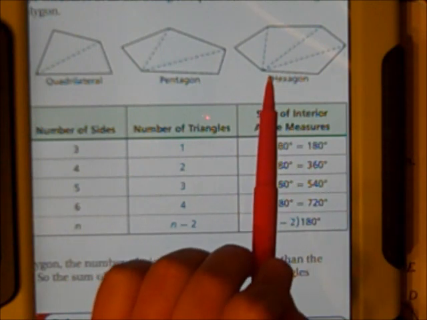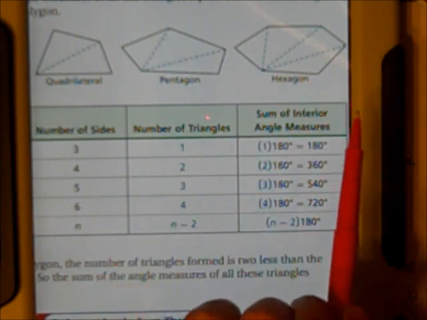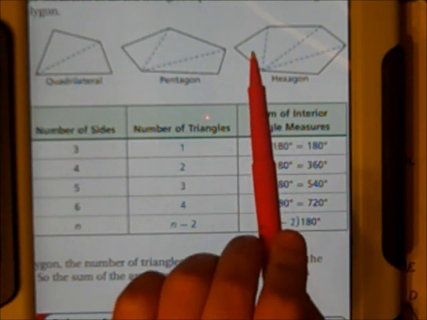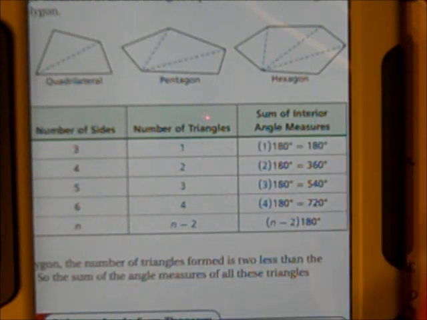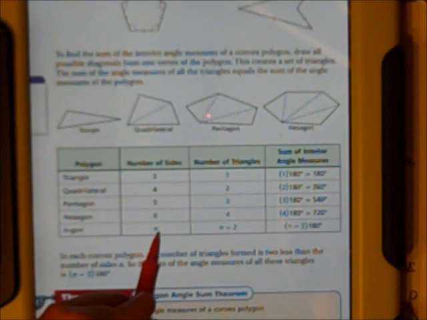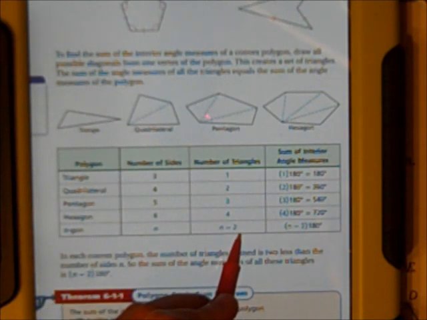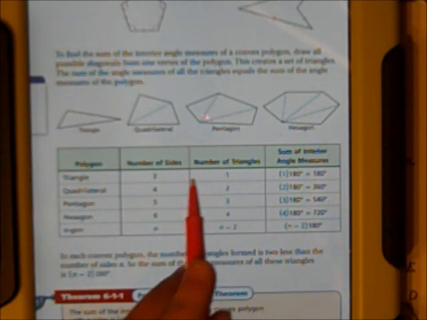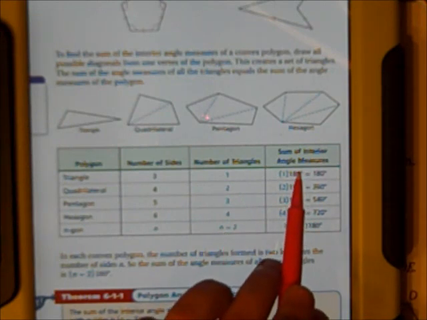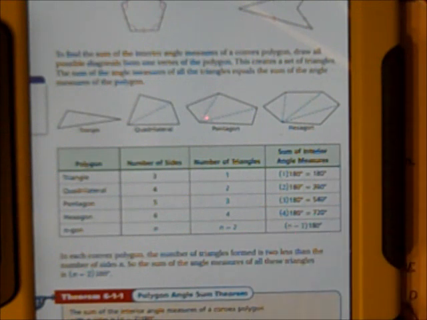A hexagon, if you draw all the diagonals from the same vertex, that would cut this hexagon into 4 triangles. So that would be 180, 180, 180, 180, and that would be 720. So you can see the pattern that emerges here. However many sides there are, there's always 2 less triangles than that. So 3 sides make 1 triangle. 4 sides make 2 triangles. So this is why we have n minus 2 here. And then you just multiply that by 180 to see how many degrees there are in the entire figure.